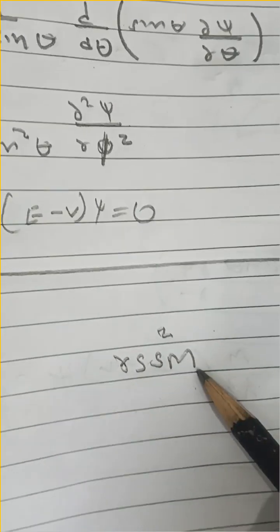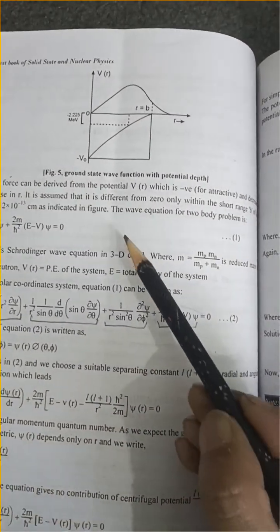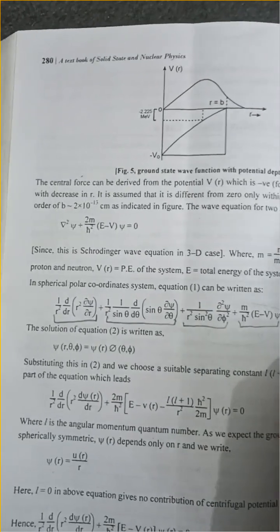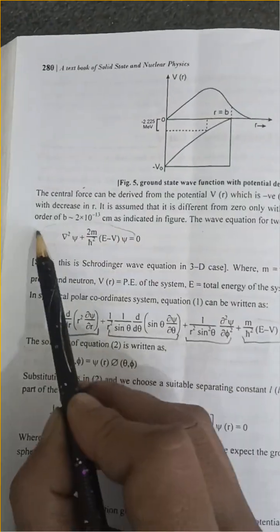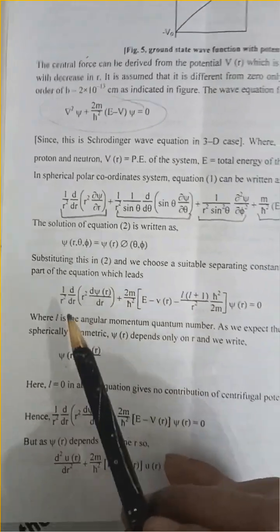RSS square M is my mantra to remember this formula. Okay, this is the wave equation for the two body problem. This is for the Cartesian representation, and this is for the spherical coordinate representation. So you can see that this is a bit long and scary equation.